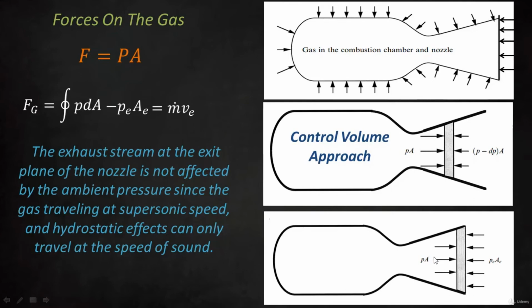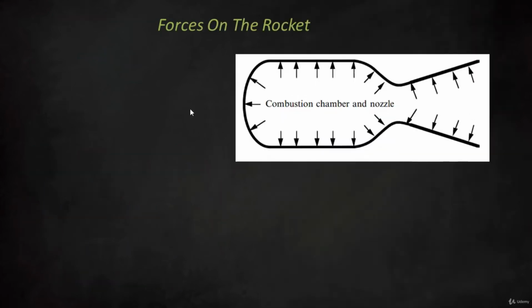And therefore, the hydrostatic effects would disappear, and therefore we would get a constant flow of the gas. So the flow of the gas would not be disturbed, and therefore the exhaust velocity is constant. Now let's take a look at the forces on the rocket itself, but not the gas. We're talking about the forces on the rocket.